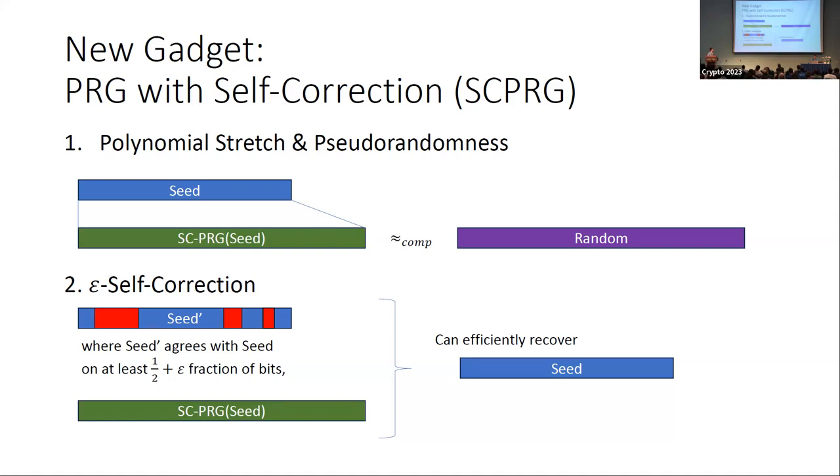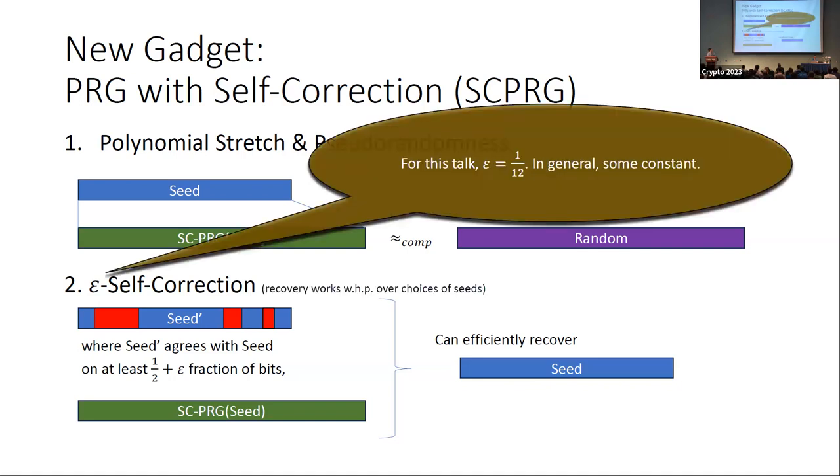It says that given the PRG output on some seed, and some seed prime that is correlated, having at least half plus epsilon agreement with the original PRG seed, you can efficiently recover the PRG seed. For this talk, you can just think of epsilon as being 1 over 12, but in general it's some constant.